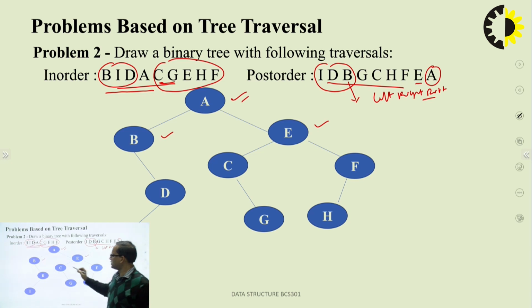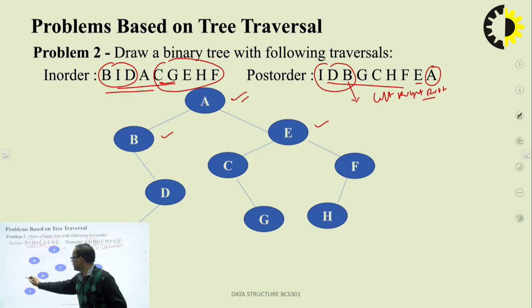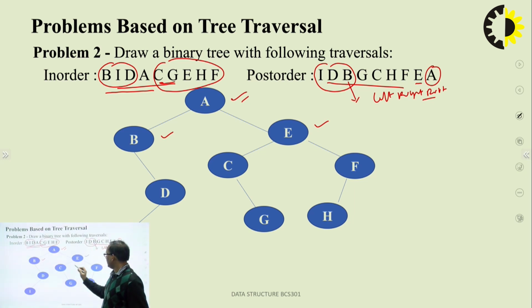Now again traverse in post-order manner. First we traverse the left subtree, then the right subtree, and then the root. Here there is nothing in the left, so we start from the right: I, D, B. Then visit the right subtree. There is nothing in the left: G, C, H, F, E, and in the last A. So this is the correct tree for the given sequences.